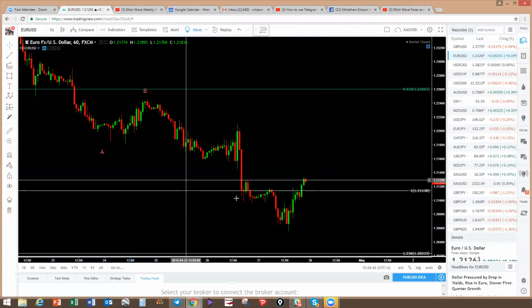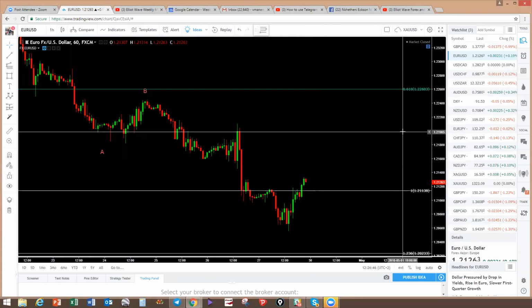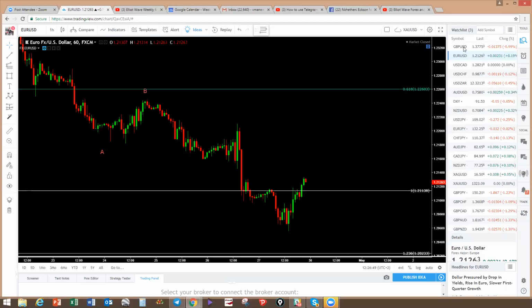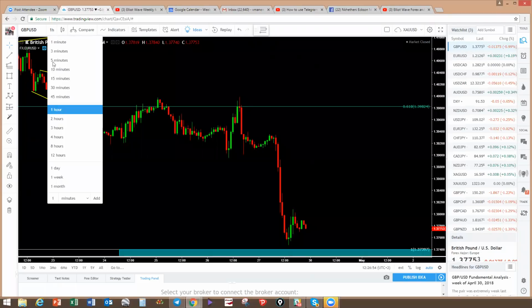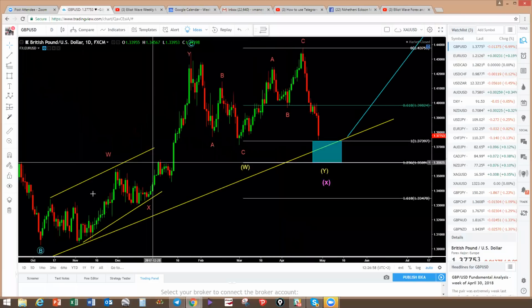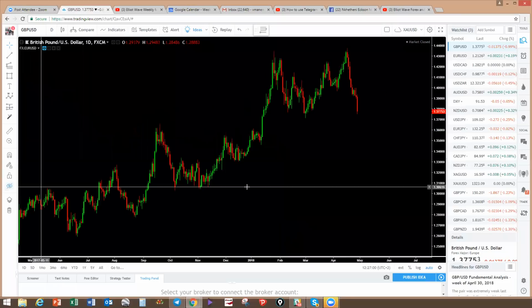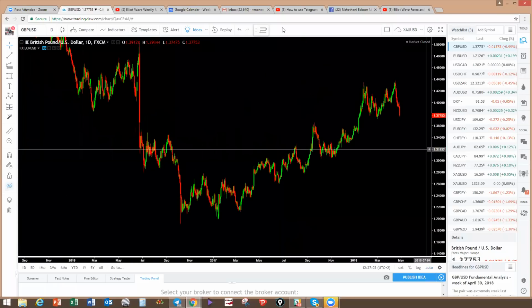All right, so let's run through the rest. I know I spent a bit of time on Euro US dollar because it's the most traded currency and a very interesting currency. All right, so let's carry on. Pound US dollar, let's go daily first. Let's switch everything off and show you the structure that I've been showing for the last couple of weeks.